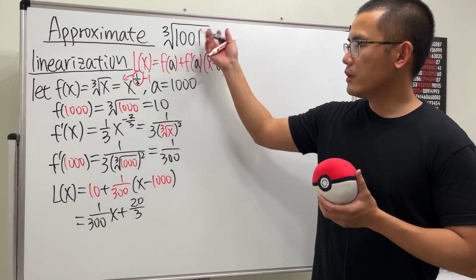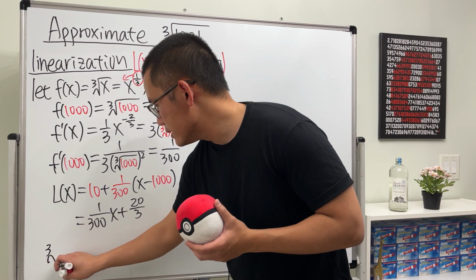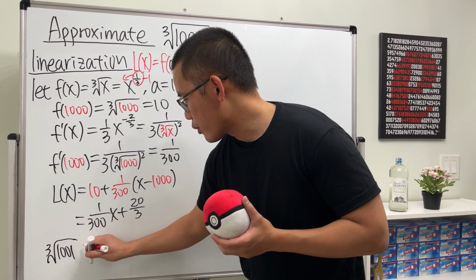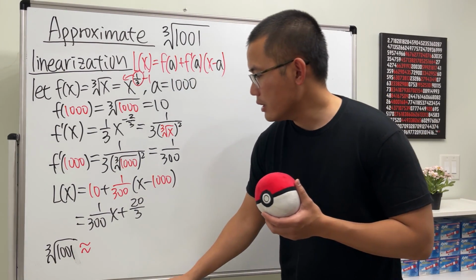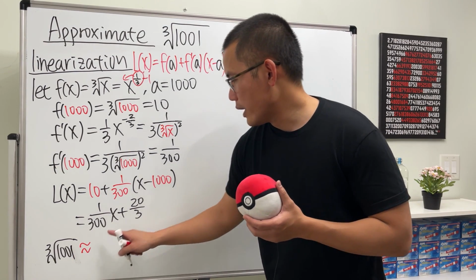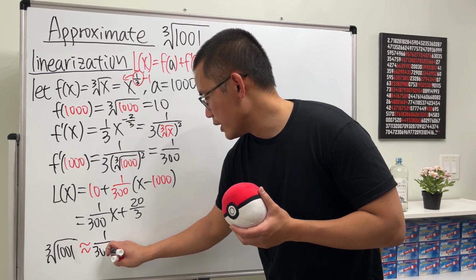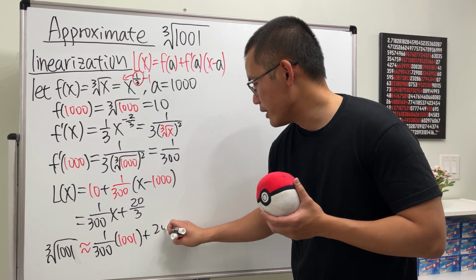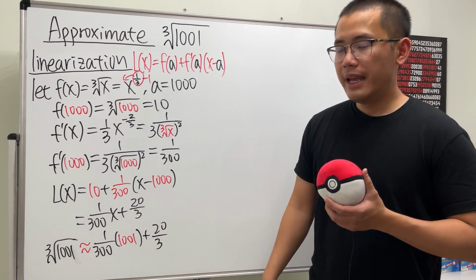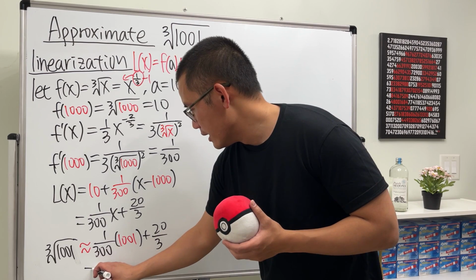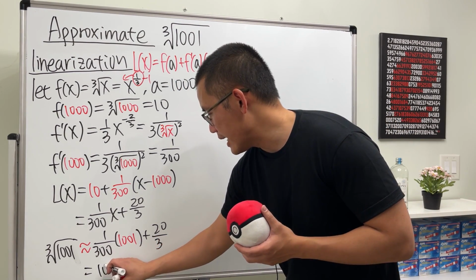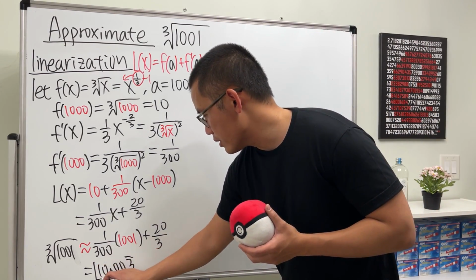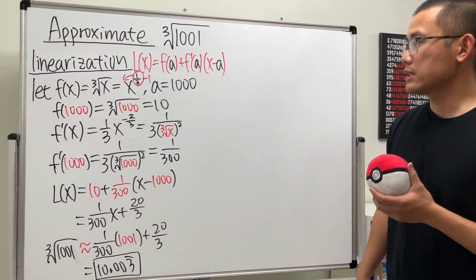Cool. And finally, for the cube root of 1001, this is going to be approximately, right? That's an approximation. We're just plugging 1001 into here, so we have 1/300 times 1001, and then we just add 20/3. Just work this out. I'll tell you guys that if you work it out, you will get 10.003, and the 3 will keep on going forever, so you can just put a bar right here. So that will be the approximation for it.